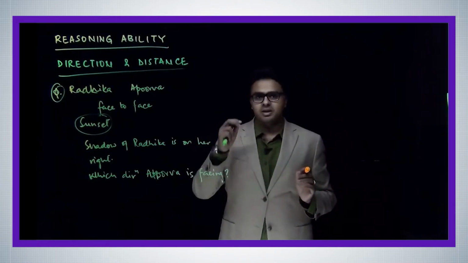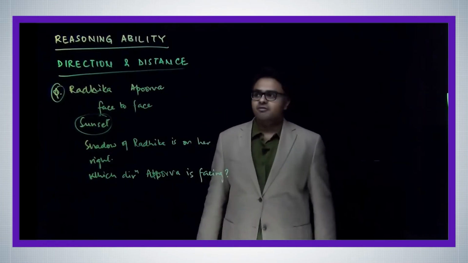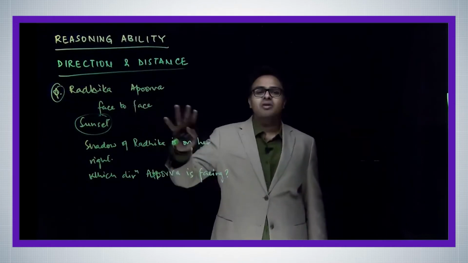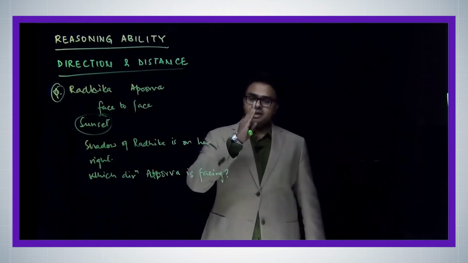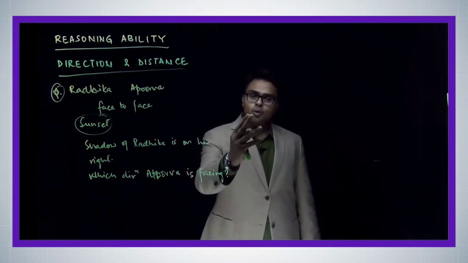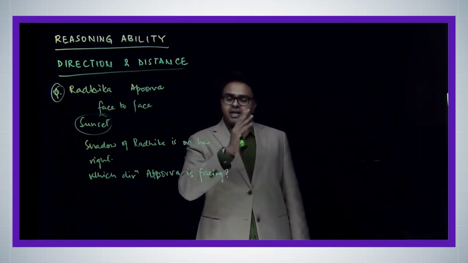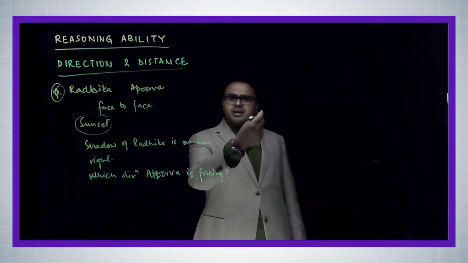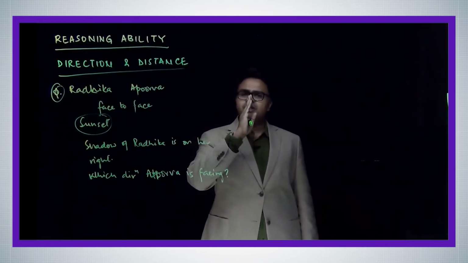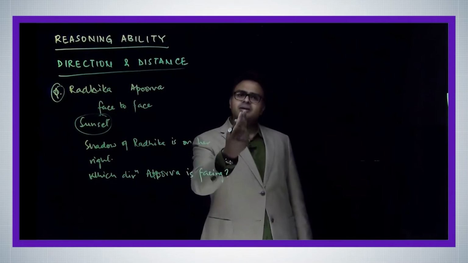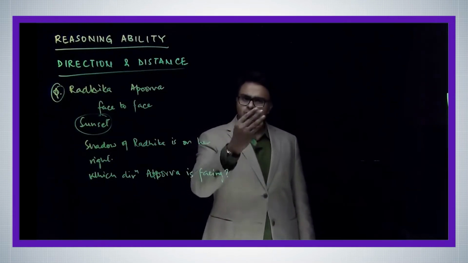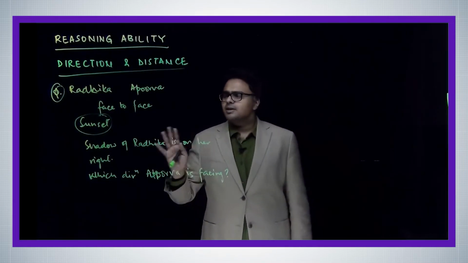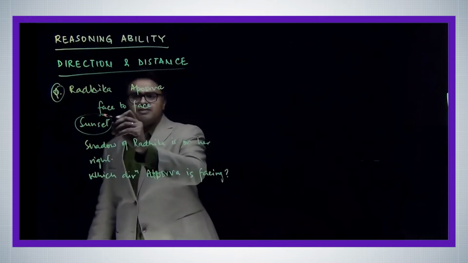Fairly simple. What data do we have? First data we have is that Radhika and Apurva are face to face. That means the direction Radhika is facing, Apurva is facing right opposite of that. For example, if Radhika is facing north, then Apurva will be facing south. If Radhika is facing east, Apurva will be facing west. Because they are face to face, it's as simple as that. So this is the first data we have.